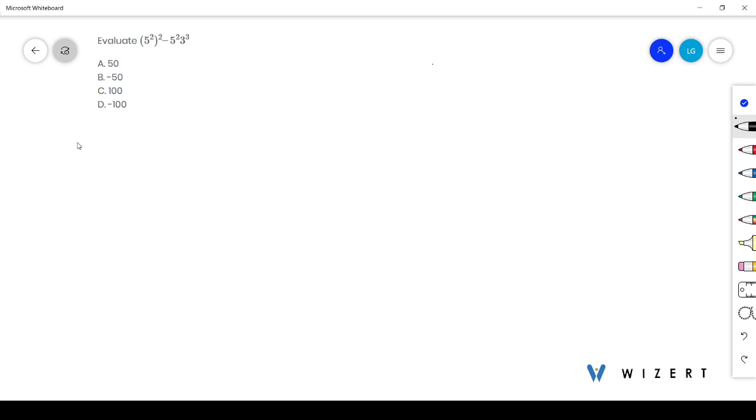Our question is: evaluate (5²)² − 5² × 3³. (5²)² − 5² × 3³.